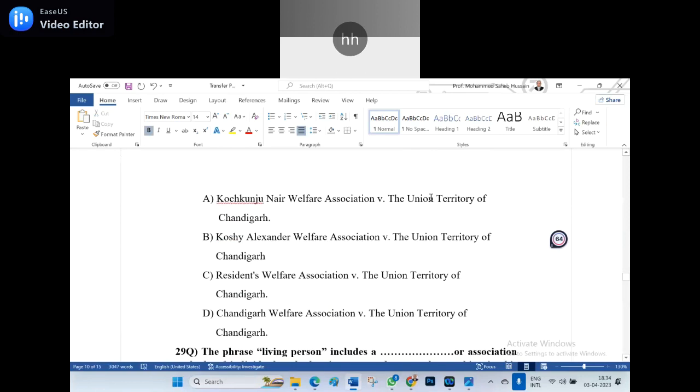I put all that at one place. B. Yes? B. Wrong. Koshi Alexander. That's why I kept 100 rupees today. Koshi Alexander Welfare Association versus the Union Territory of Chandigarh. I concocted, I fabricated it so that everything would be very close. But the right answer is C. Residents Welfare Association versus the Union Territory of Chandigarh. So, who is the Chandigarh engineer?